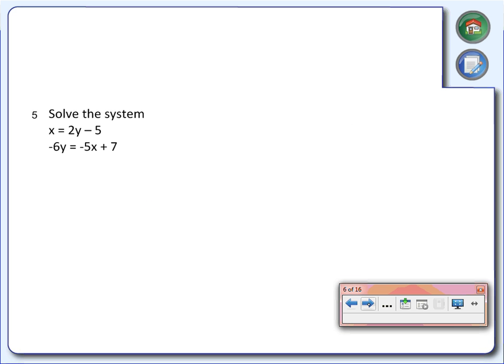Number 5, solve the system. Now again, you can use any method you want. For me, I like matrix. It's faster and easier. But before I can do that, I've got to get everything in standard form. So for that first one there, in order to get it into standard form, I move the 2y over to the left-hand side, and I do that with subtraction. So there it is in standard form.